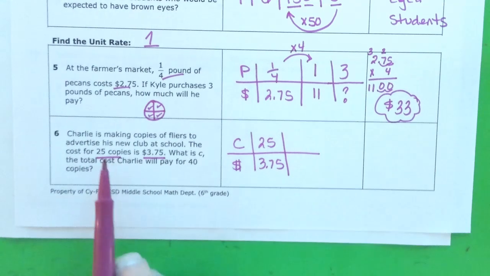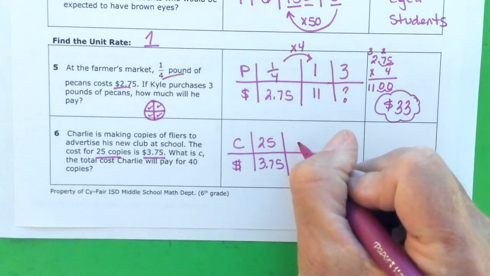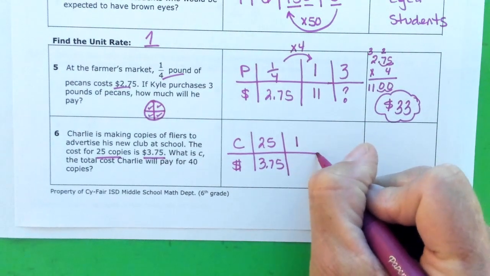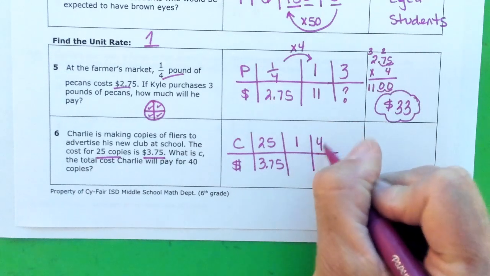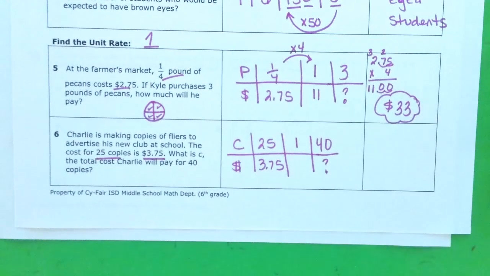Wow, I sure wish 25 could jump to 40, but it can't. But if I can find the price of 1 copy, then I can build that 1 copy up to 40 copies easily, and then I'll know what the price is for 40 copies.